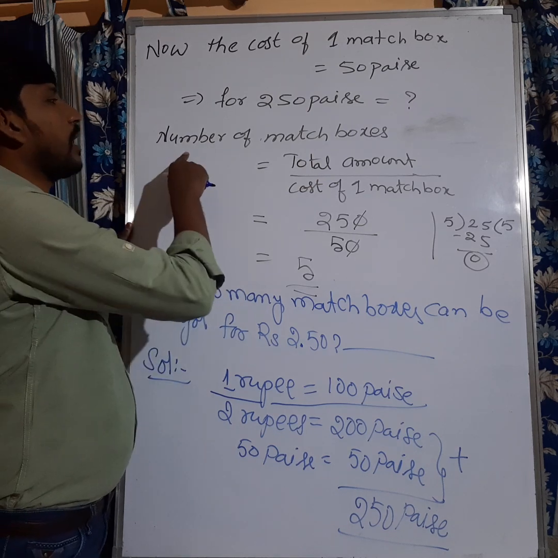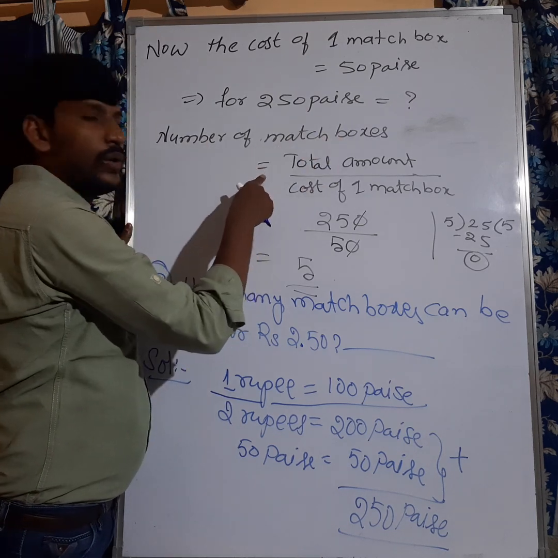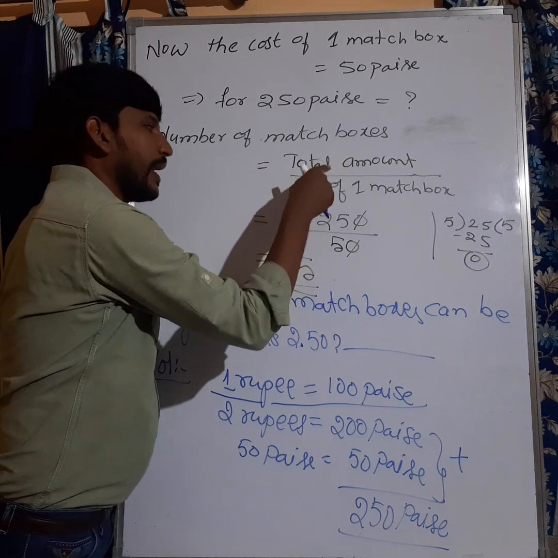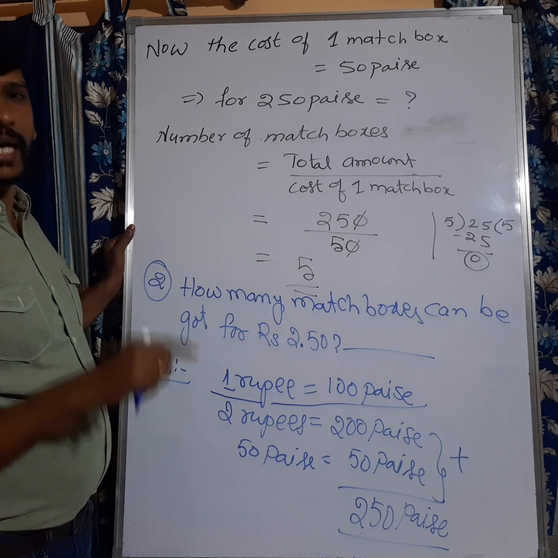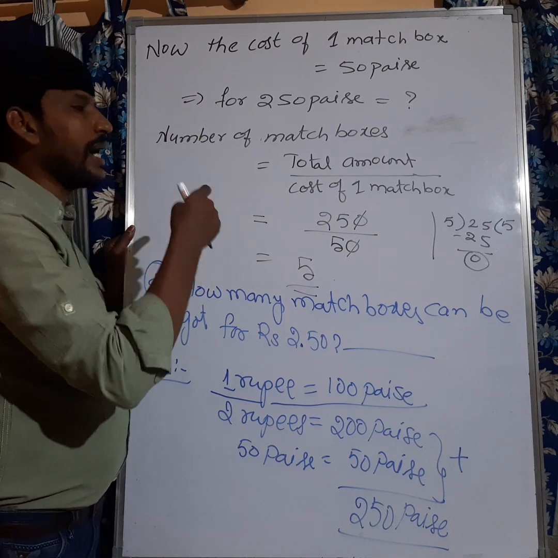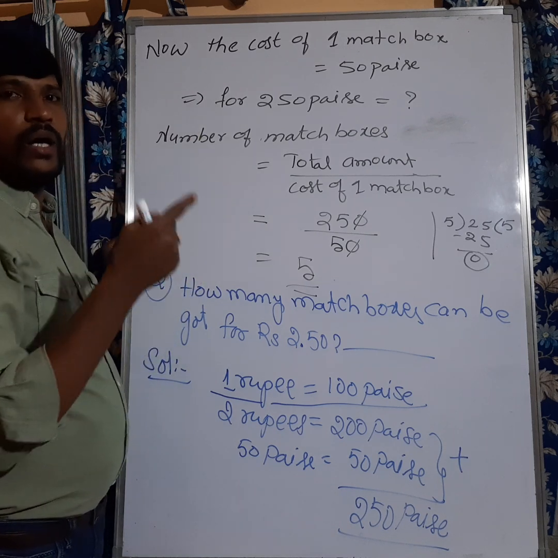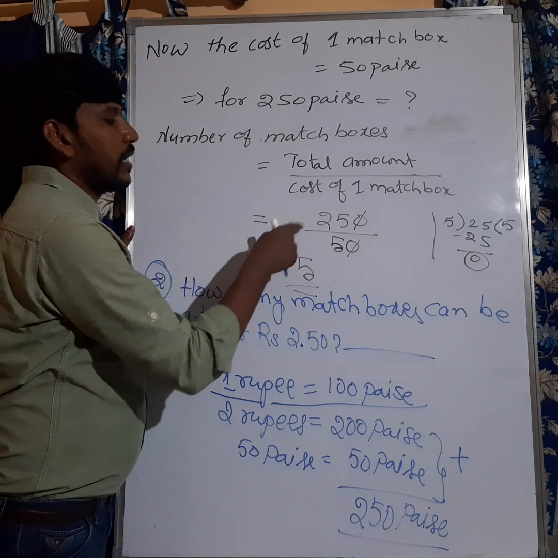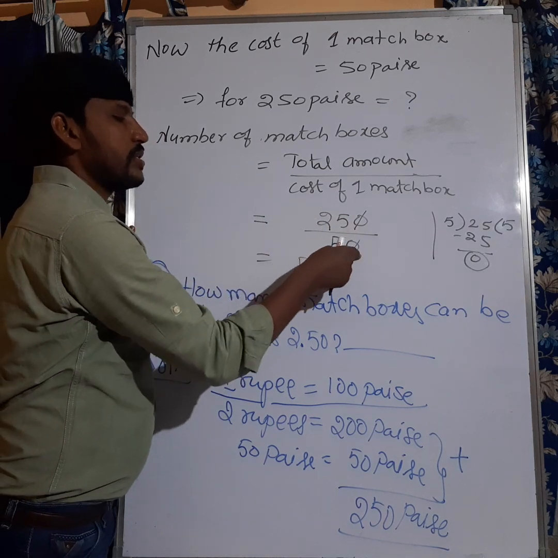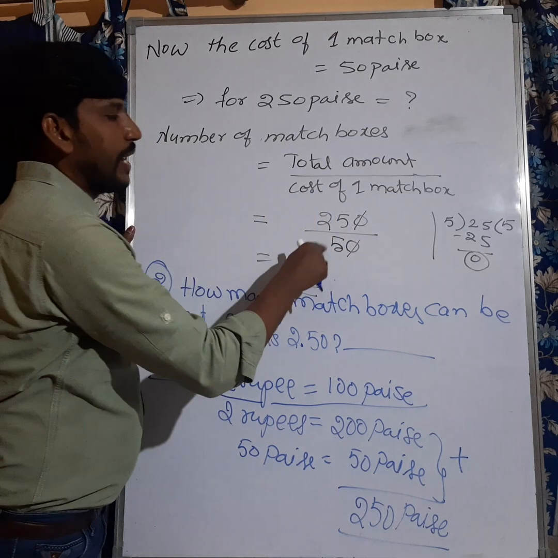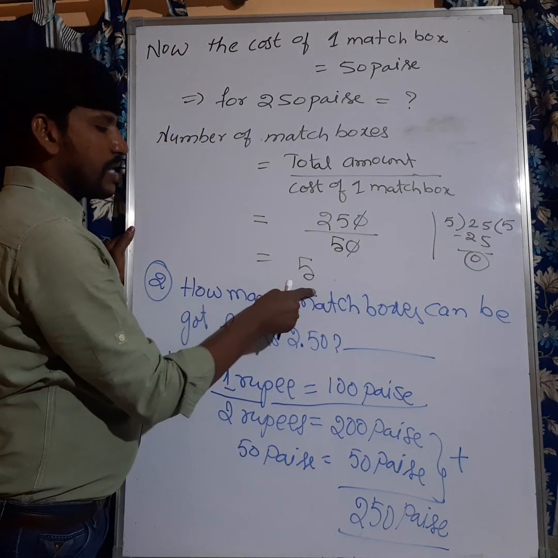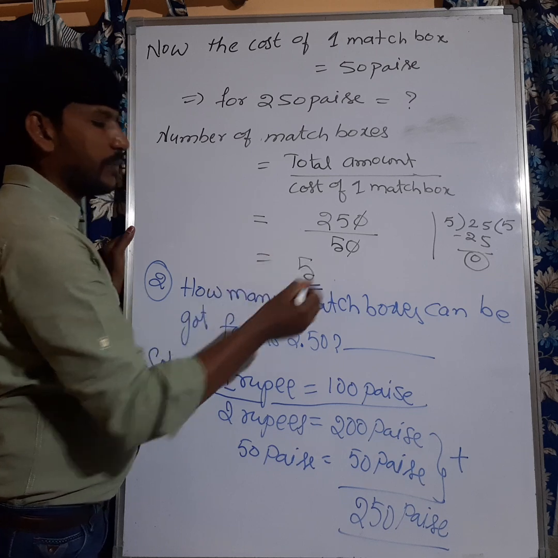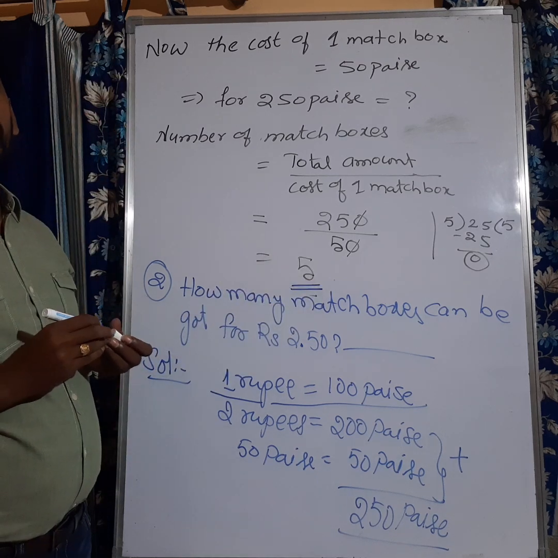Okay. So number of matchboxes is equal to total amount divided by cost of one matchbox. We have to divide it. Then see, 250 divided by 50, 0 will get cancelled. By dividing 25 with 5, you will get quotient 5. So 5 is the answer. Total how many matchboxes are we going to get? 5 matchboxes.